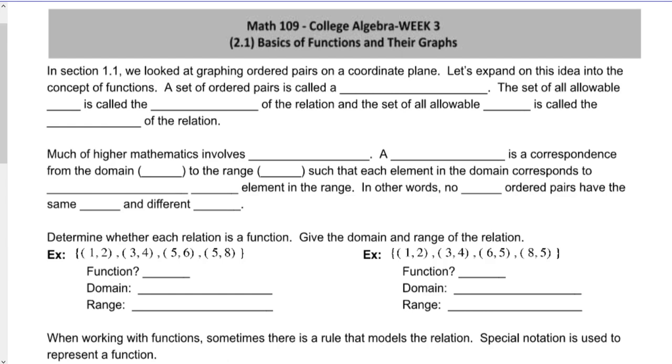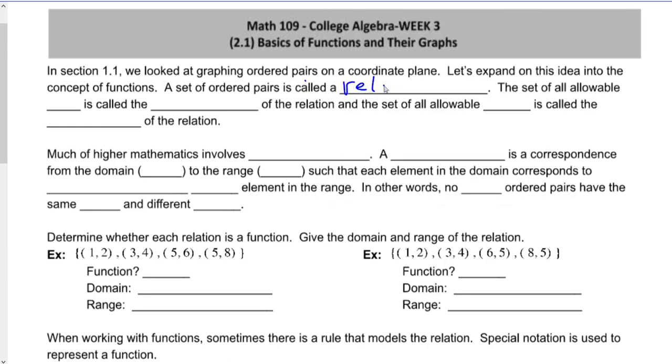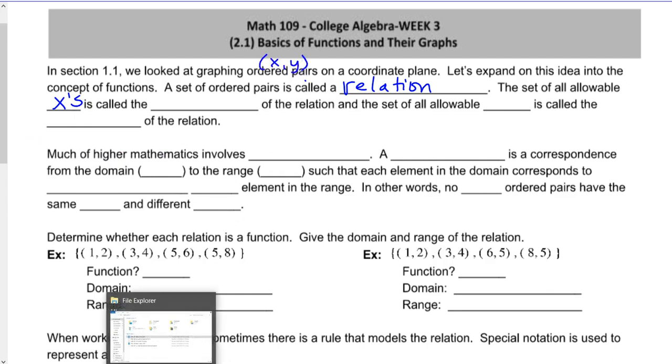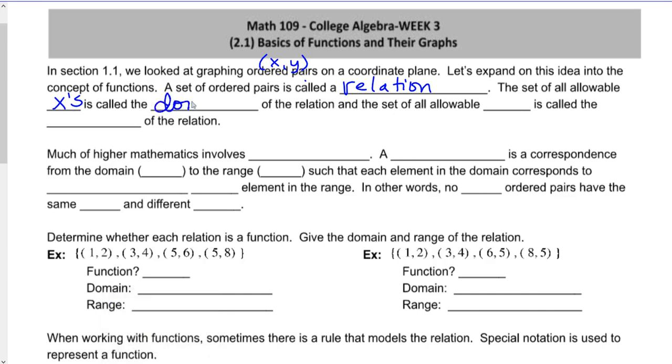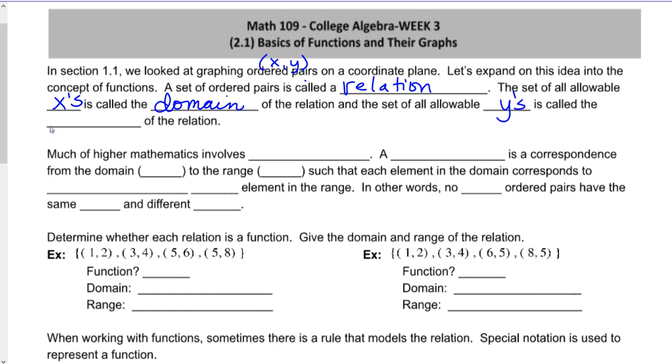So our first one here is a set of ordered pairs is called a relation. A set of ordered pairs is what we call a relation. And the set of all allowable x's, so maybe I should remind ourselves for ordered pairs, we have an x comma y. If I just look at all the x's, that's what I refer to as the domain of our relation. And the set of all y's is what we call the range of the relation. Those terms are going to be very important here when we start talking functions.